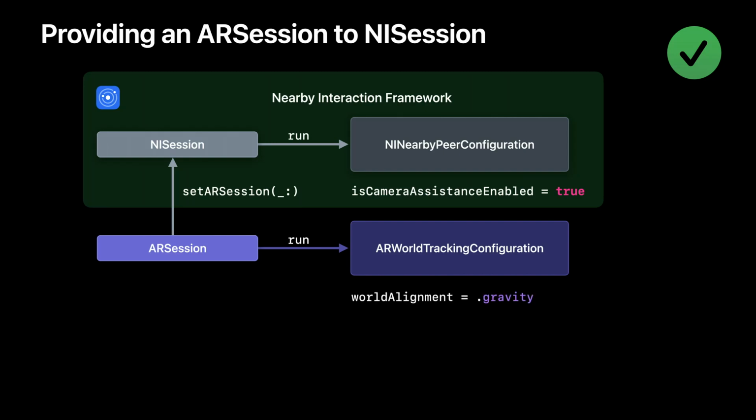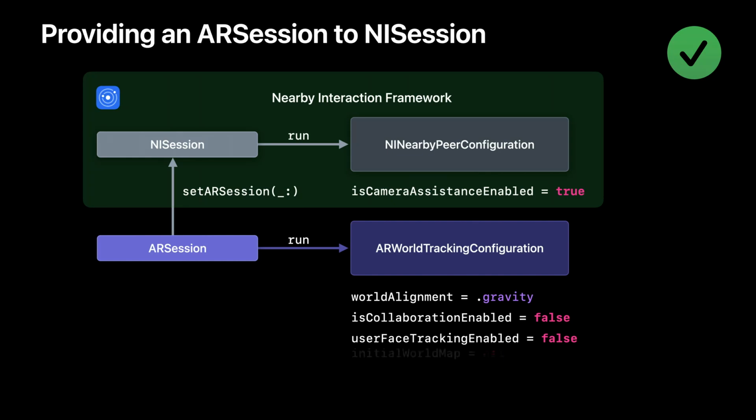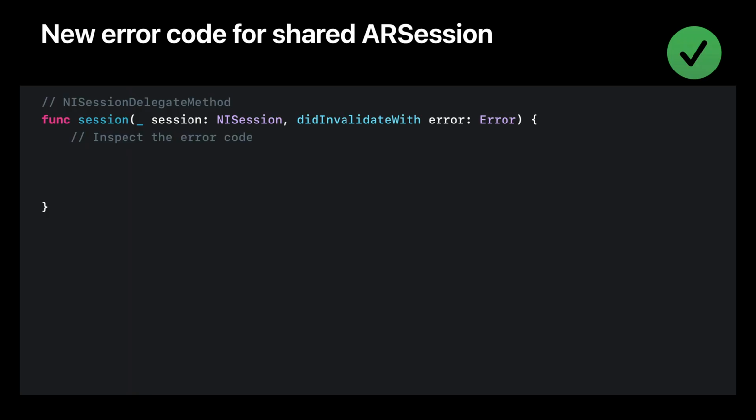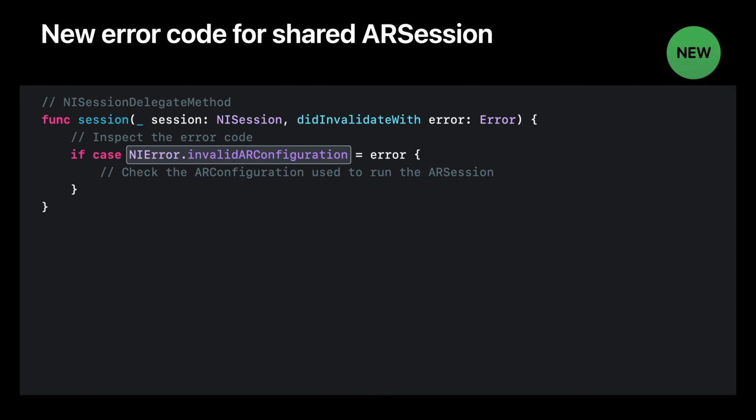The world alignment should be set to gravity, collaboration and user face tracking disabled, a nil initial world map, and a delegate whose sessionShouldAttemptRelocalization method returns false. Let's turn to some best practices when sharing an AR session you created. In your NI session delegate didInvalidateWithError method, always inspect the error code. If the AR configuration used to run the shared AR session does not conform to the outlined properties, the NI session will be invalidated. A new NI error code, invalidARConfiguration, will be returned.